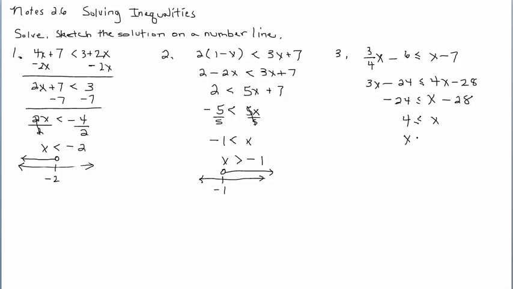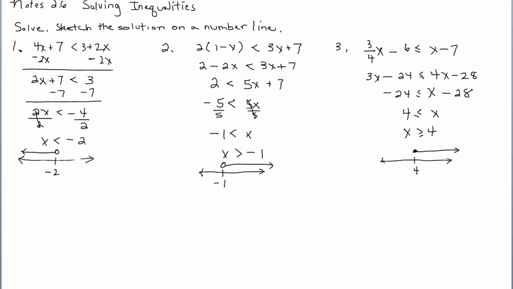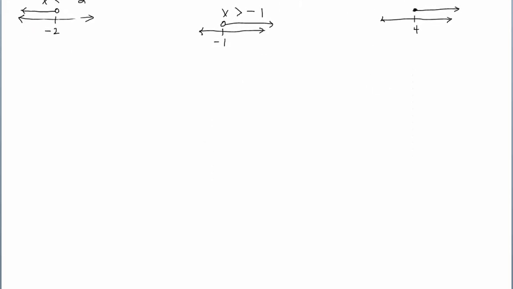I'm going to write it with the x on the left-hand side. So x is greater than or equal to 4. Here's your closed circle. Any x value that's a number bigger than 4, when put into the original problem, would make us have a true statement, where the left side would be a number that's less than or equal to the right side of the inequality. Okay, so solving inequalities. Let's look at a few more examples.